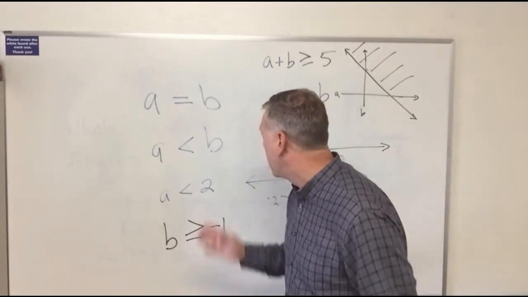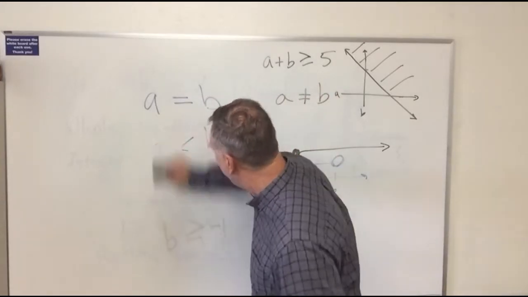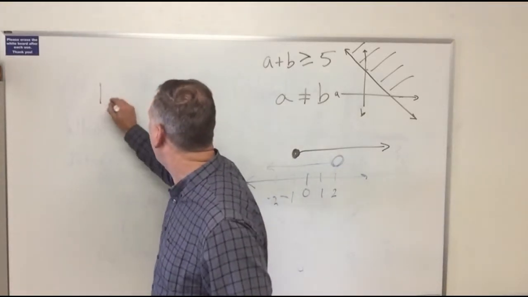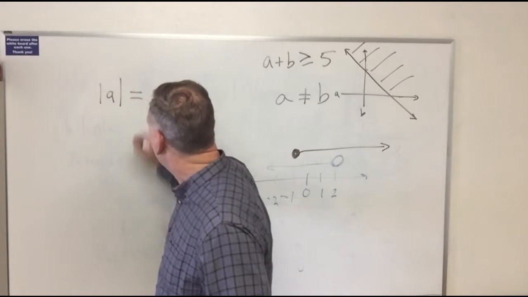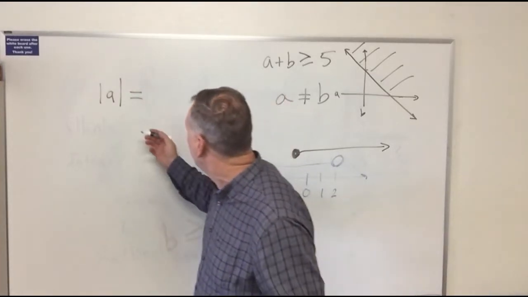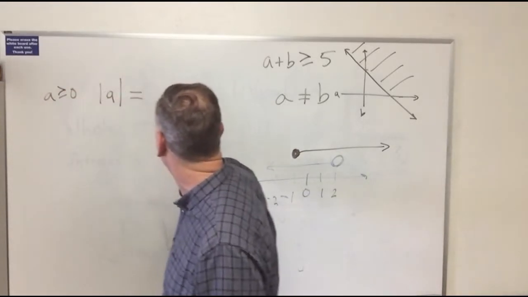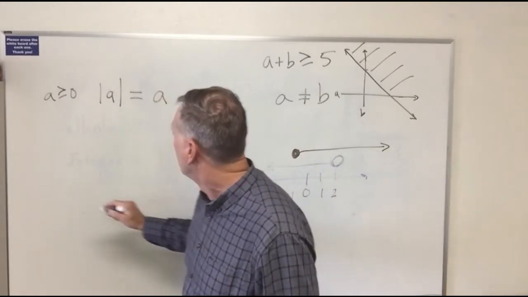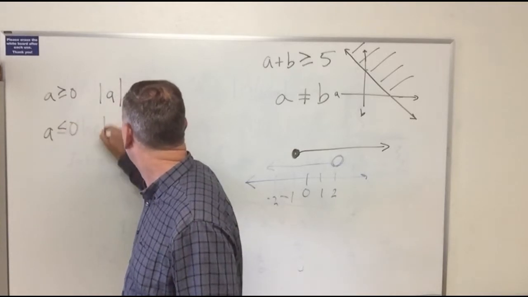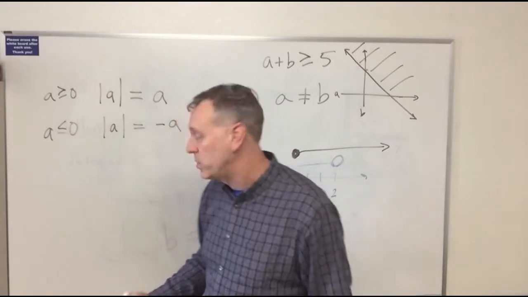There's one other area of sentences that are very important throughout the semester, and that is absolute value. So the absolute value of A is equal to, and then it will depend: if A is greater than or equal to 0, then that equals A. But when A is negative, say A is less than 0, then the absolute value of A is actually minus A.